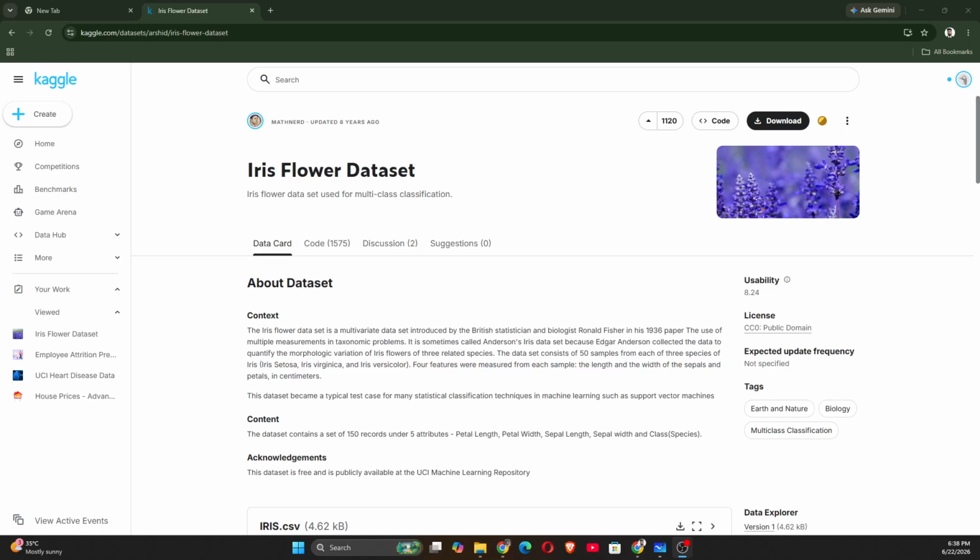So hi everyone. Today we will be working on another machine learning project, which is iris flower classification, and the dataset which we'll be working on is the iris flower dataset, as you can see on the screen. This is a very famous and beginner friendly project in machine learning.